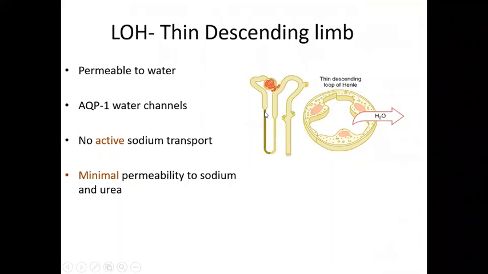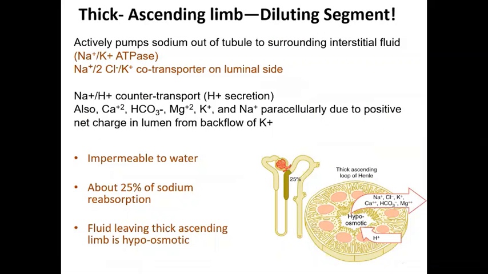So you can see that in the thin descending limb of the loop of Henle, you have aquaporin 1 proteins that are responsible for reabsorption of water. You don't have active sodium transport in the descending limb of Henle because the channels responsible for reabsorption of sodium are not there. So mainly it's permeable to water. It's impermeable to solutes, so it doesn't allow movement of solutes, but it allows movement of water. Then the ascending limb is responsible for reabsorption of solutes.